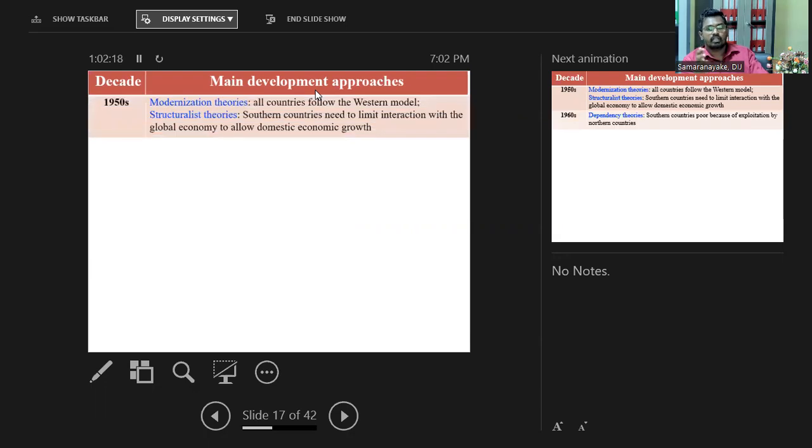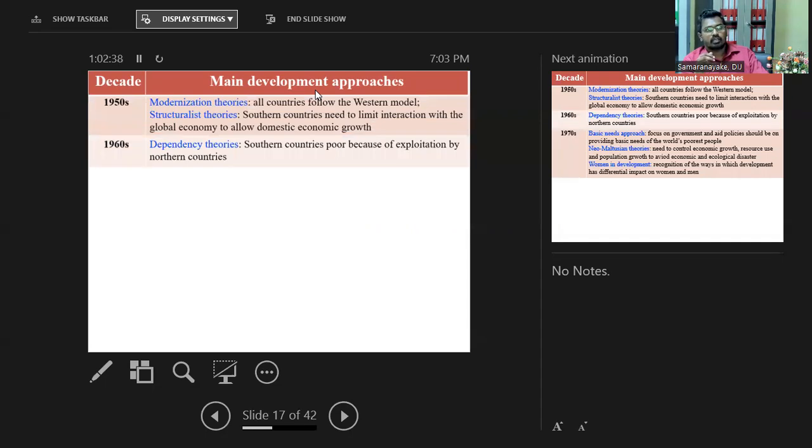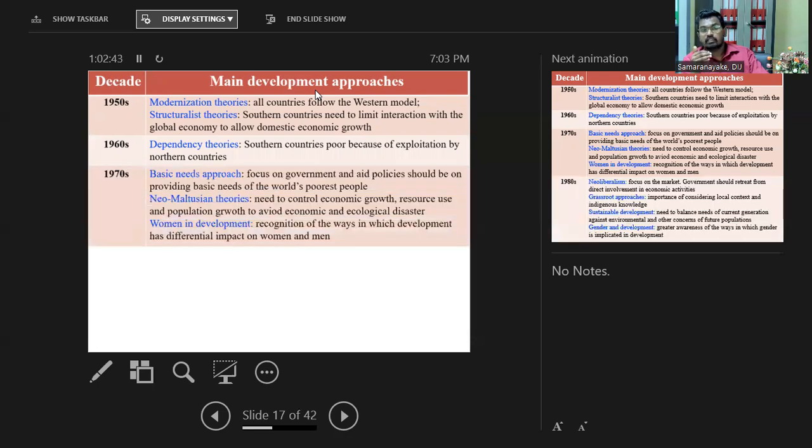From the 1950s, we have some popular development theories like modernization theory and structuralist theory, right? Here we are not going to discuss in detail these theories separately. We'll discuss these things later, right? Then in the 1960s, we have discussions about dependency theory, right? And in the 70s, we have basic needs approaches, the neo-Malthusian theory especially, and even the concerns about women in development.